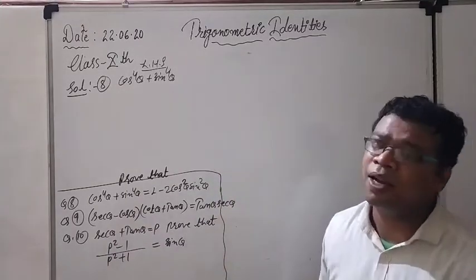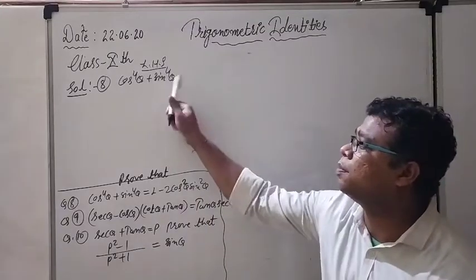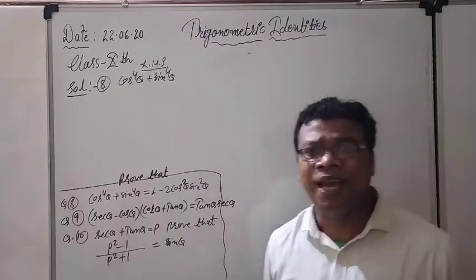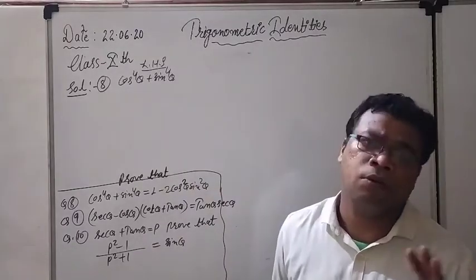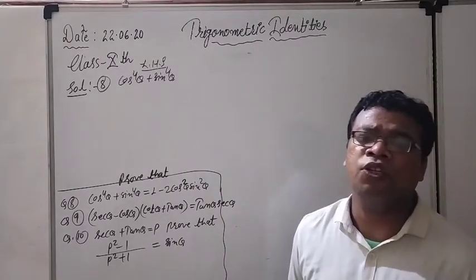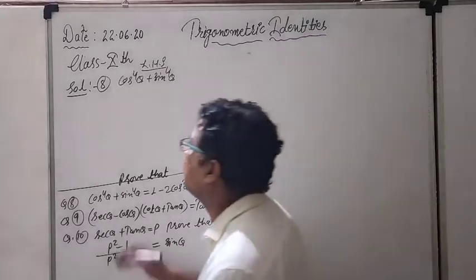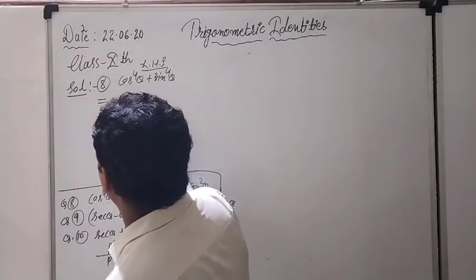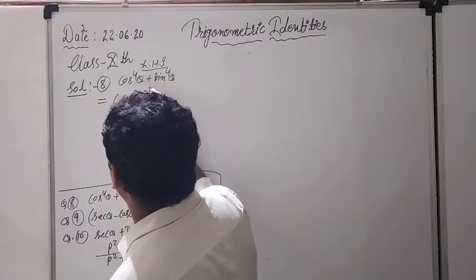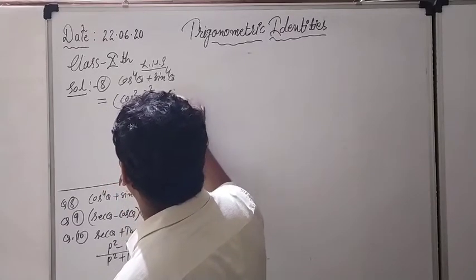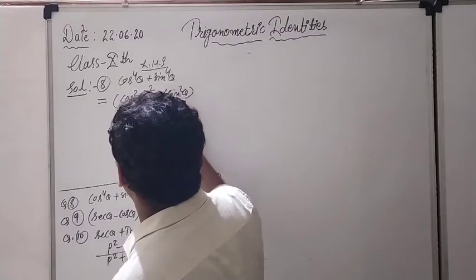So I have taken the left hand side, cos^4 theta plus sin^4 theta. Tell me, is there any formula in terms of power 4? No, there is no formula in power 4. So what is my first step? I will convert the things into power of 2. So it could be written as (cos square theta) whole square plus (sin square theta) whole square.